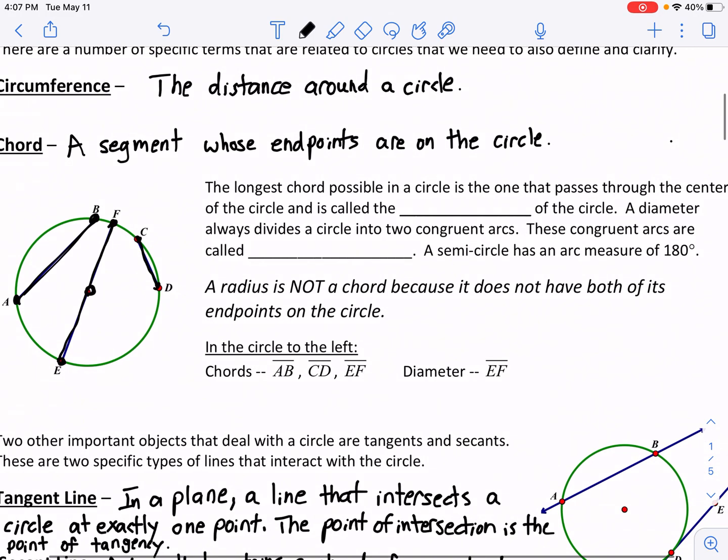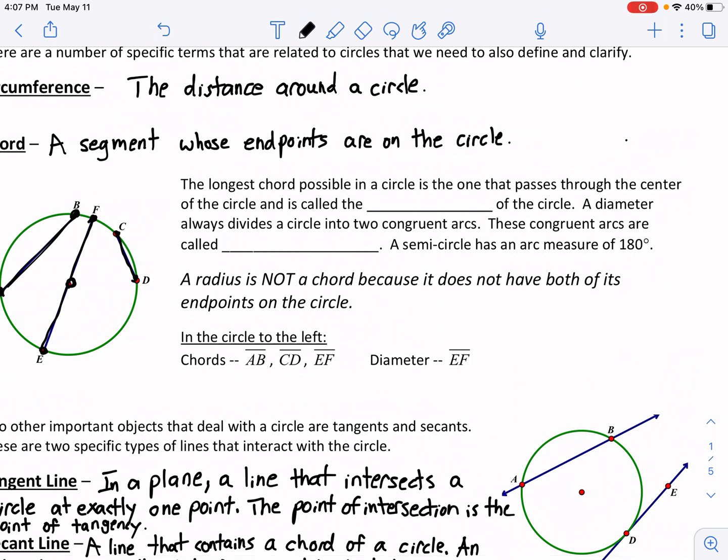The longest possible chord in a circle is one that passes through the center, through this center point right here. And that's called, just as we've talked about before, the diameter. So the longest possible chord you can have is the diameter, which goes through the center of the circle. And when we draw in that diameter, let's backtrack here. When we draw in this diameter FE, that divides our circle into two halves. A diameter divides the circle into two congruent arcs. These congruent arcs are called semicircles.